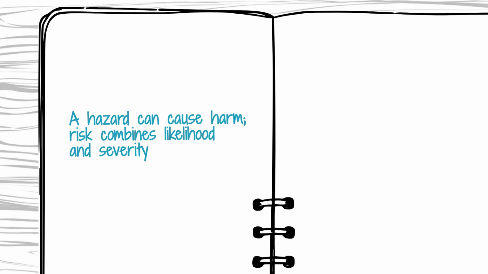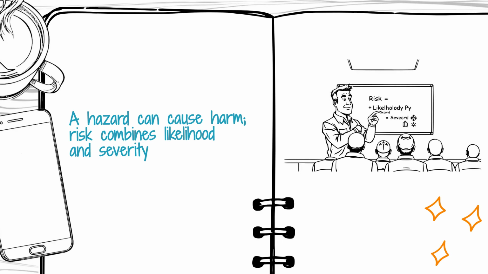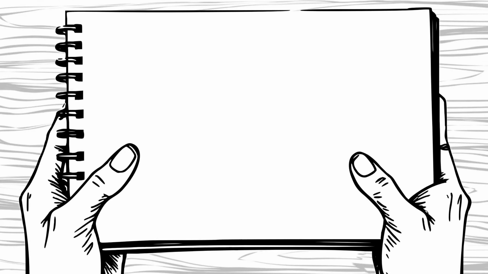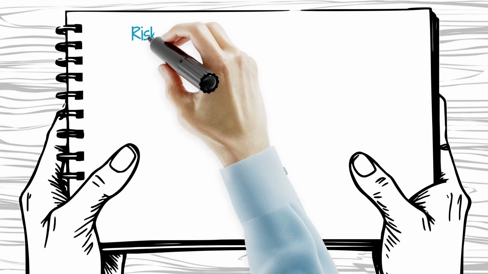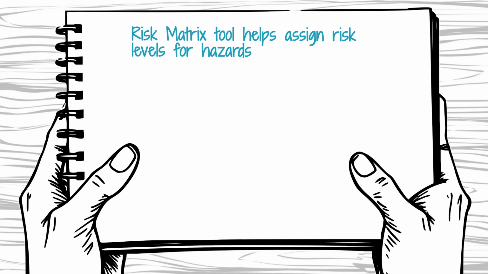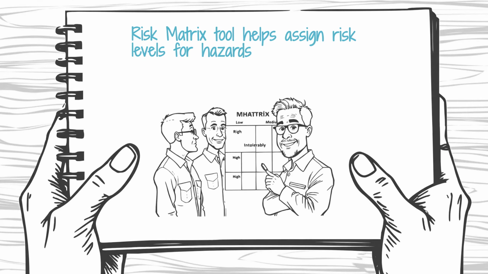Risk is a combination of two factors: the likelihood of the incident occurring and the severity of the consequences if it does occur. This is where we often use a risk matrix, a simple tool that plots likelihood against severity to assign a numerical or categorical risk level, such as low, medium, high, or intolerable. This helps the team prioritize which risks need immediate action.